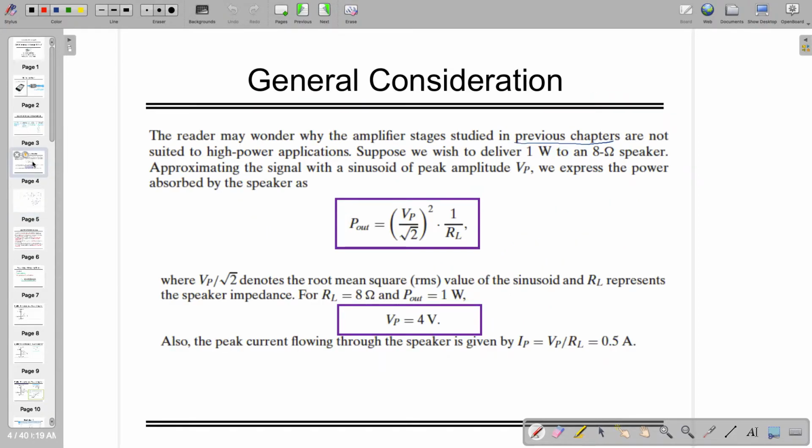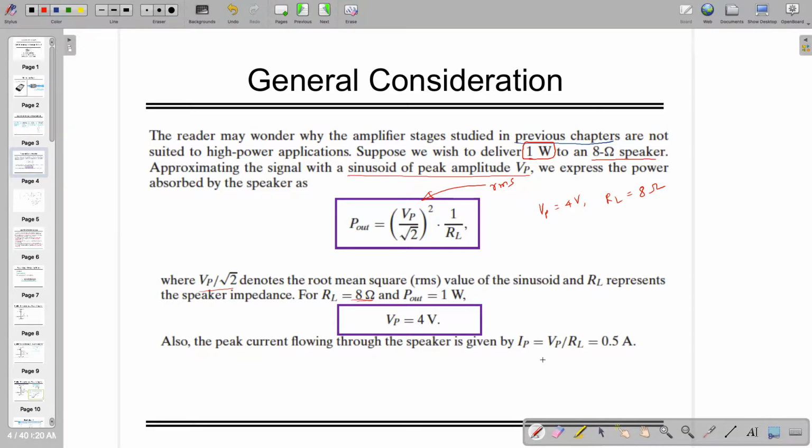If you understand that, now we are not talking in terms of something in microwatts of power. You need to deliver 1 watt of power with an 8 ohm speaker impedance. In that case, if you want to approximate the peak amplitude of the sinusoid, you can use the root mean square (RMS) value squared times 1 by RL. That is going to give you the power, P out. So here it is Vp by root 2, as I told you, that is the RMS value. Putting in this 8 ohm over here, we find Vp is equal to 4 volt. But for a given Vp of 4 volt and RL of 8 ohm, you need to find out how much current is required by my speaker.